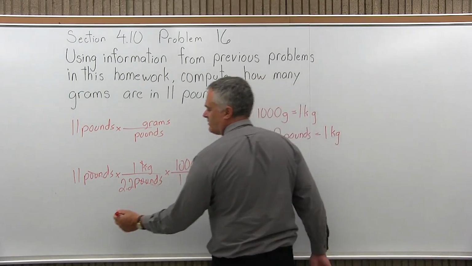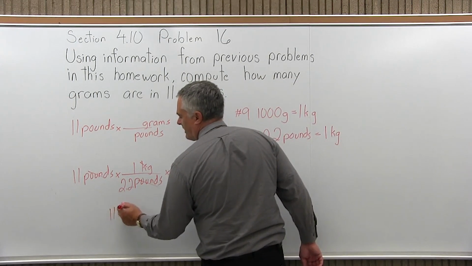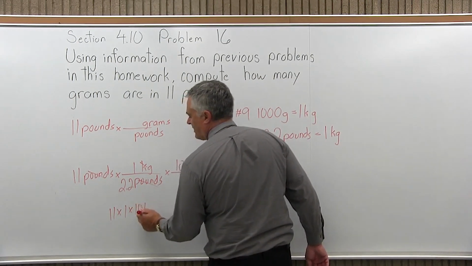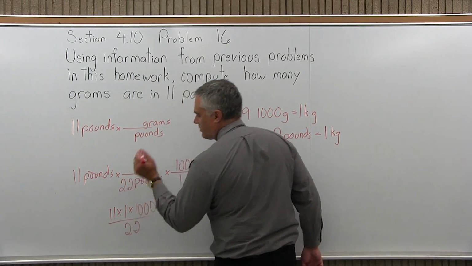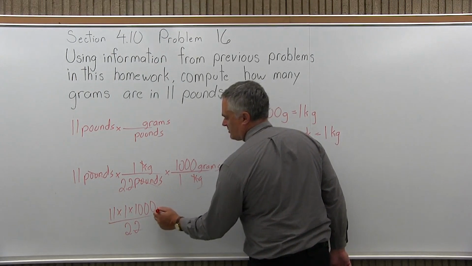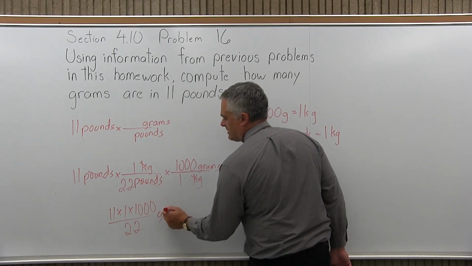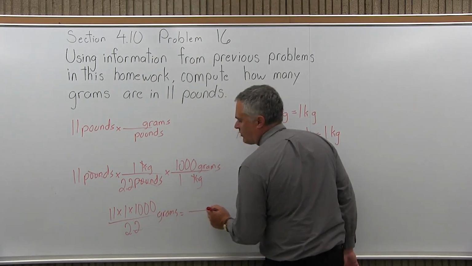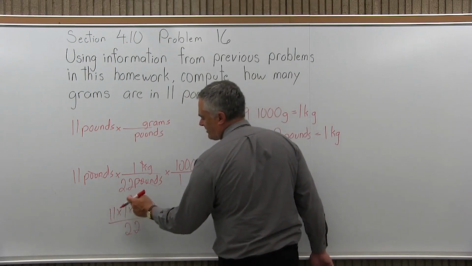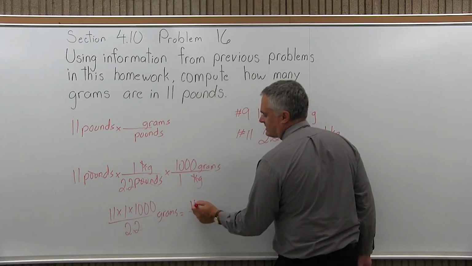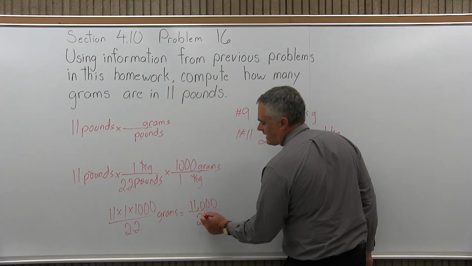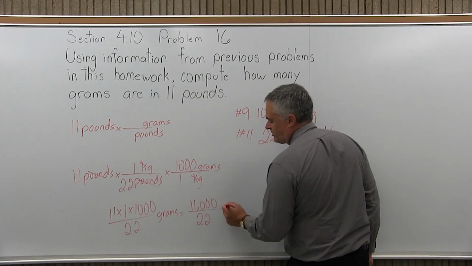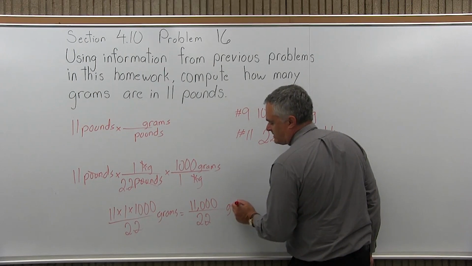So what are we doing with the numbers? In the numerator, we're going 11 times 1 times 1,000, and in the denominator, 2.2. And again, my units of measure will be grams. So now, in the numerator, 11 times 1 times 1,000 is 11,000. You can use a calculator for that, but you really don't have to. You have 2.2 in the denominator, and that's in grams.